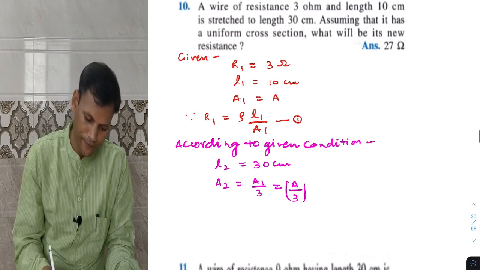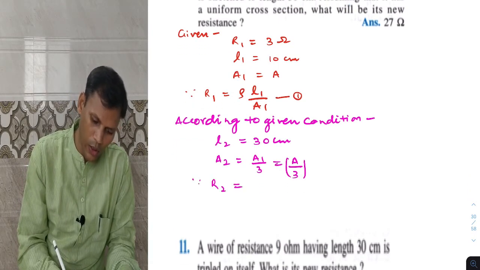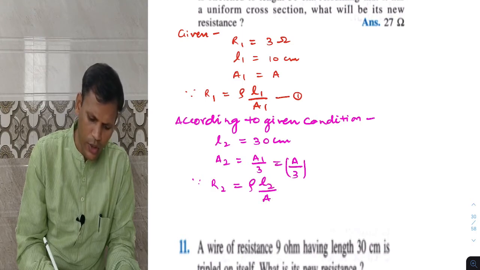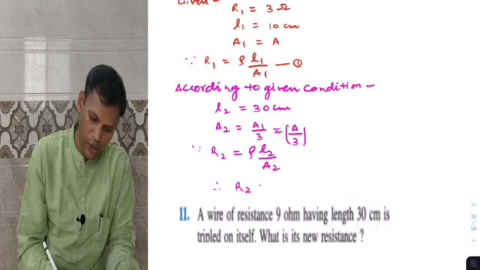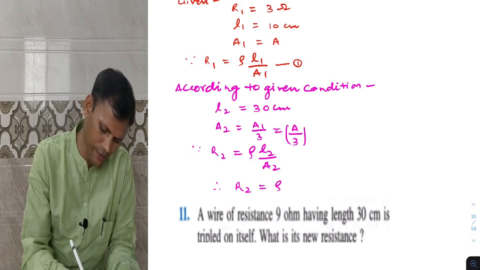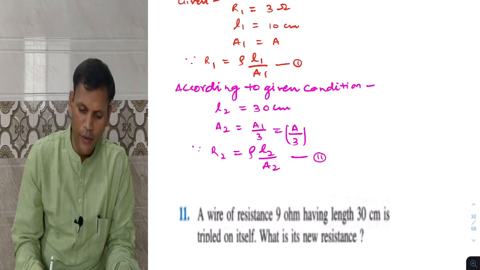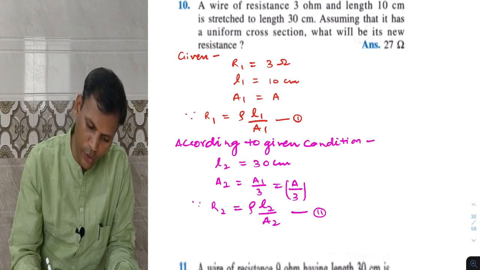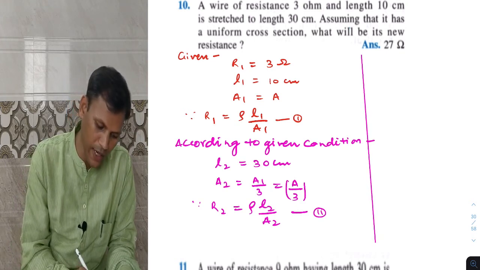So we can say, since R2 is rho L2 by A2, therefore R2 will be rho L2 by A2. I will take it as equation 2. No need to do this one. The previous part also we can take as equation 2. Now what we have to do? We can divide equation 1 by 2 to get the answer.